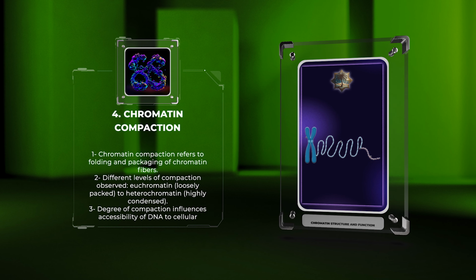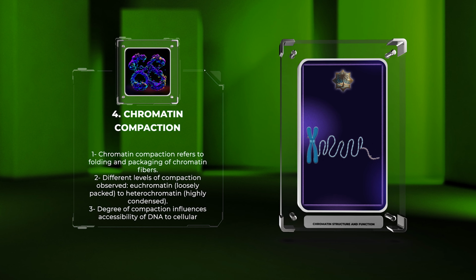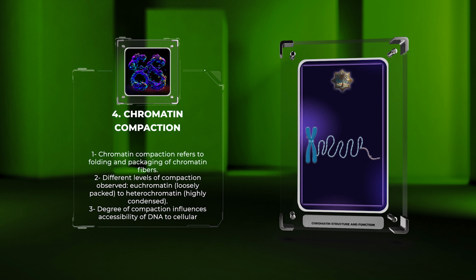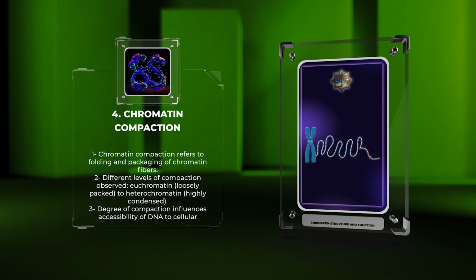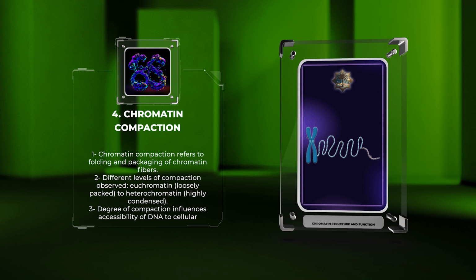Chromatin compaction refers to the folding and packaging of chromatin fibers to fit within the limited space of the nucleus. Different levels of compaction can be observed, ranging from loosely packed euchromatin to highly condensed heterochromatin. The degree of compaction influences the accessibility of DNA to various cellular processes, such as transcription, DNA repair, and replication.